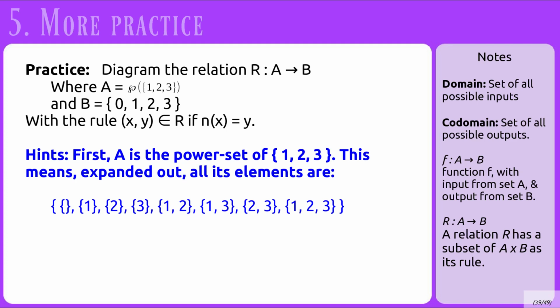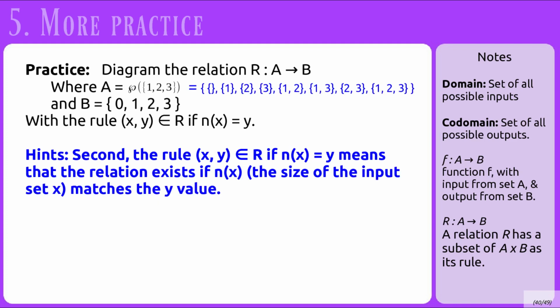The domain A is the power set of the set {1, 2, 3}, and this means if we expand it out, we get a set containing the empty set, the set that contains 1, the set that contains 2, the set that contains 3, the set that contains 1, 2, the set that contains 1, 3, the set that contains 2, 3, and finally the set that contains 1, 2, and 3 together. Remember that the power set is basically the set of all possible subsets you could build from that original set.